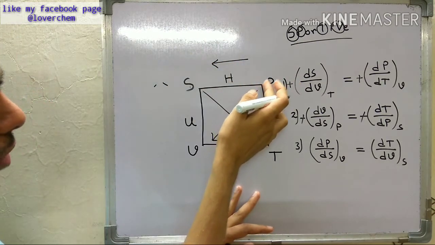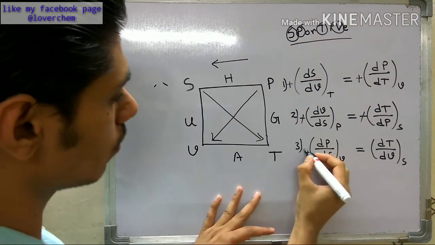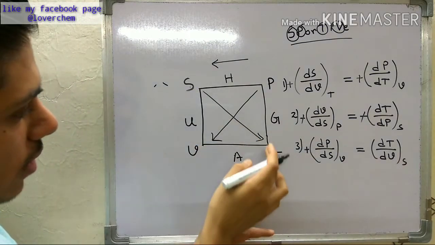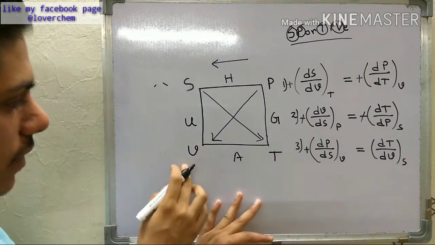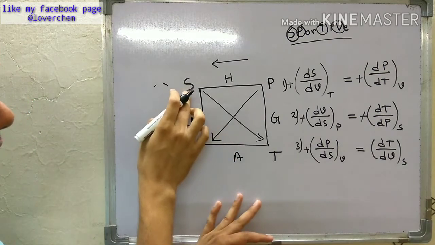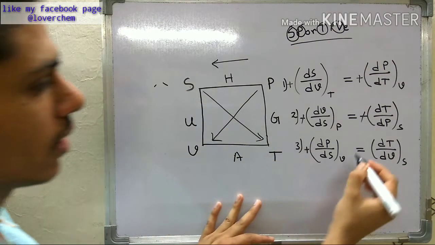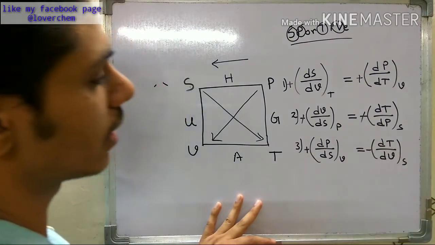The arrow is also from right to left, so here you will have positive. But in this case you can see we are coming from right to left, dt dv, but the arrow is from left to right, so s to t, so here it will have negative.